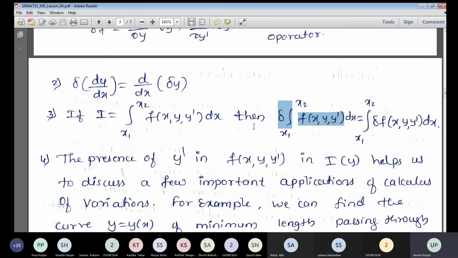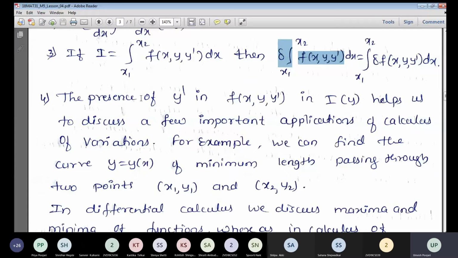These are some properties of variations in calculus of variations. We are not using these concepts anywhere. You just remember the definition of functional and the standard type of functional. The standard type of functional is I equals integration of f(x, y, y') from x1 to x2 dx. Here the presence of y' in f, and I of y being a definite integral, helps us to discuss a few important applications of calculus of variations.